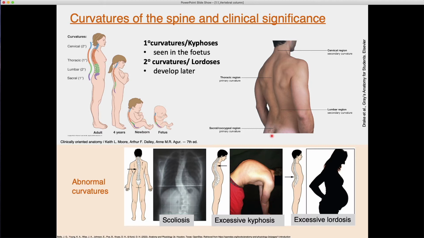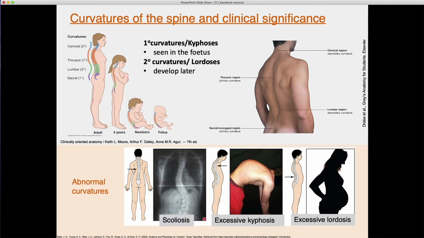So there are cases in which these normal curvatures of the spine might become enhanced or exaggerated, and in those cases they start to become abnormal. One example of such abnormal curvatures is in the case of scoliosis. Scoliosis is an abnormal lateral bend of the spine, such as what we can see in this X-ray here. One way to pick up scoliosis is to ask your patient to bend forward, and then you're going to see that the right and left halves of the body are not even. One side will be a little bit higher than the other one.